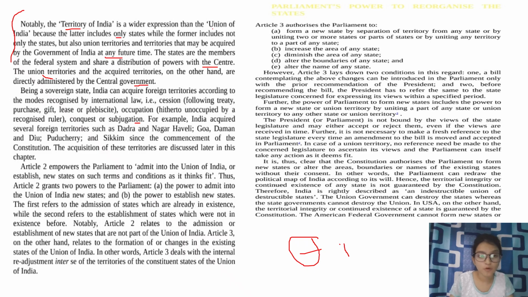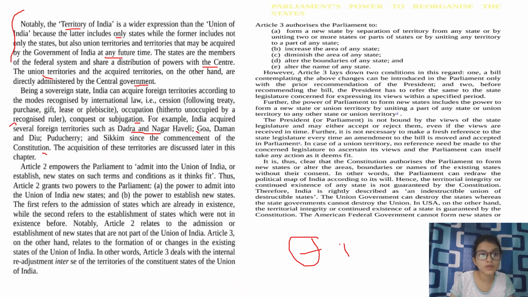And what would be the mode for them? So, the mode can be a treaty, purchase, gift, lease, or plebiscite. So these are the modes by which the government can adopt or take the land from a foreign country. Then we have, for example, India acquired several foreign territories such as Dadra and Nagar Haveli, Goa, Daman and Diu, Pondicherry, and Sikkim since the commencement of the Constitution.